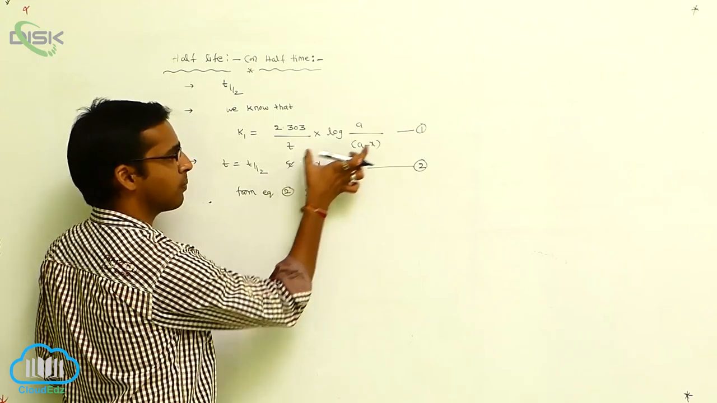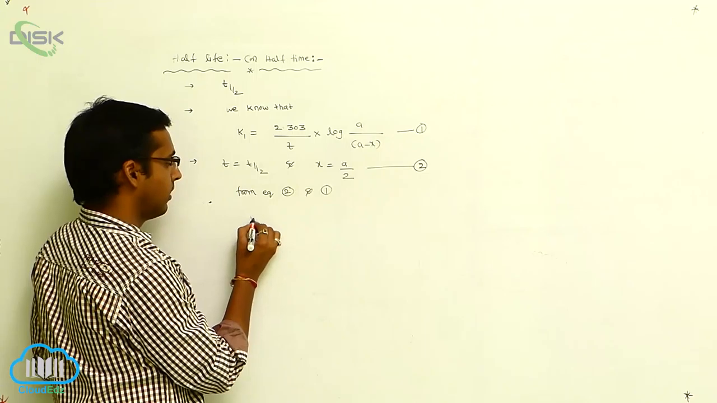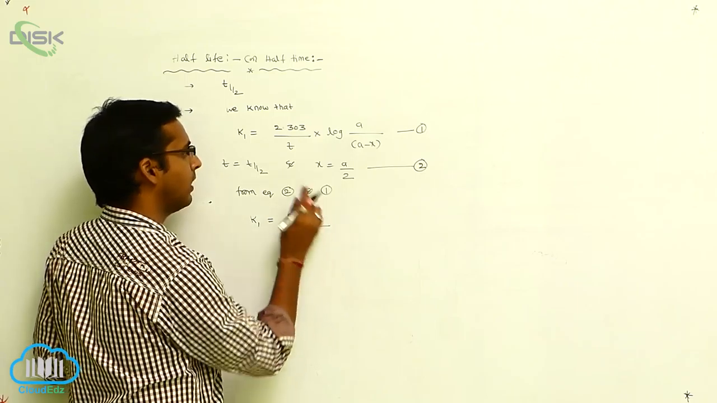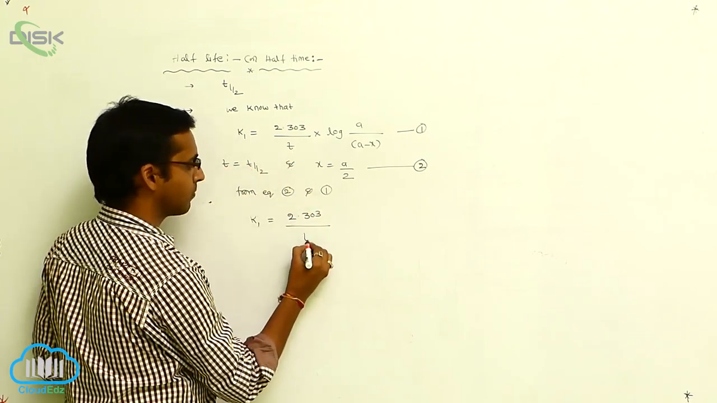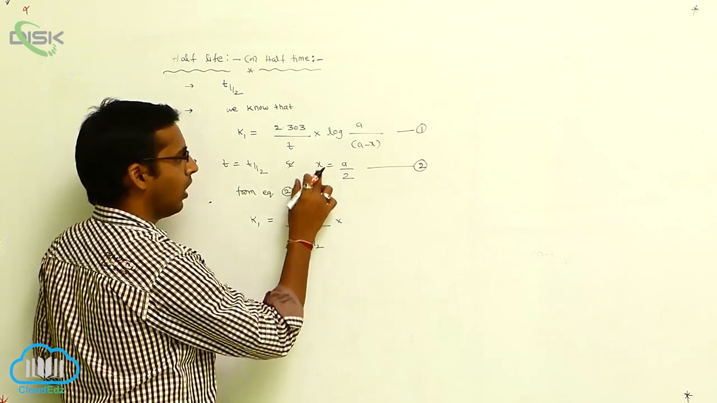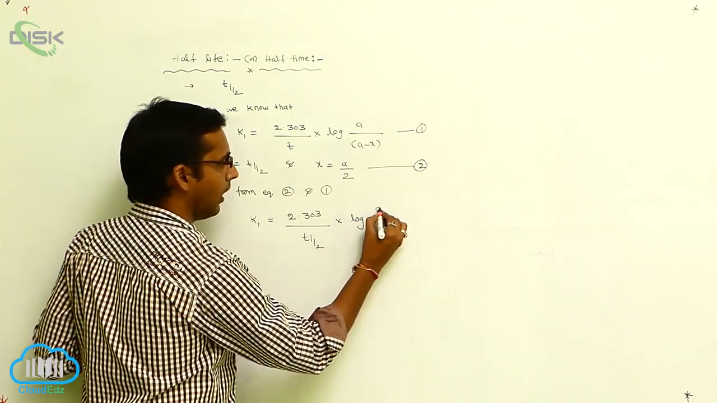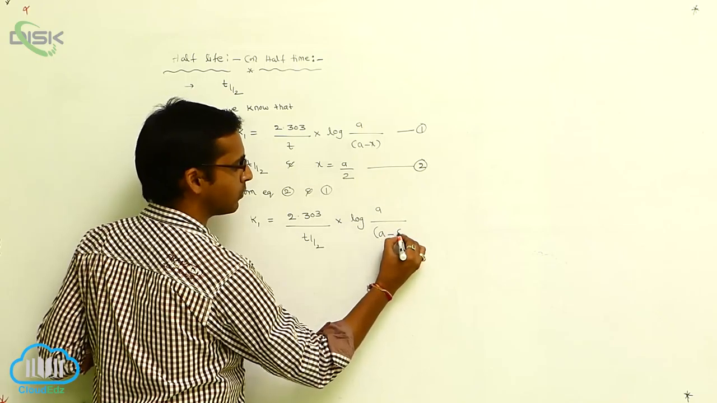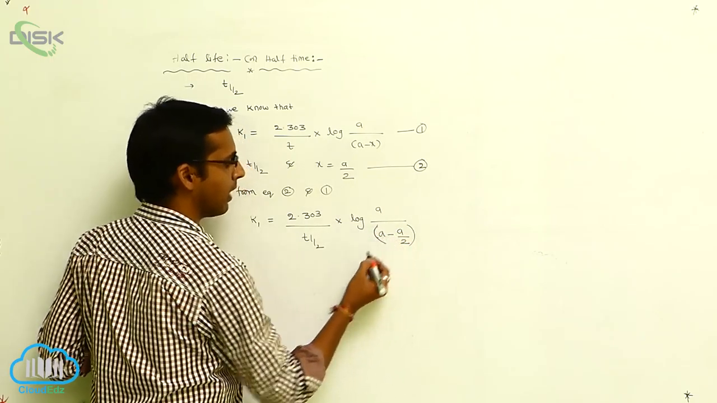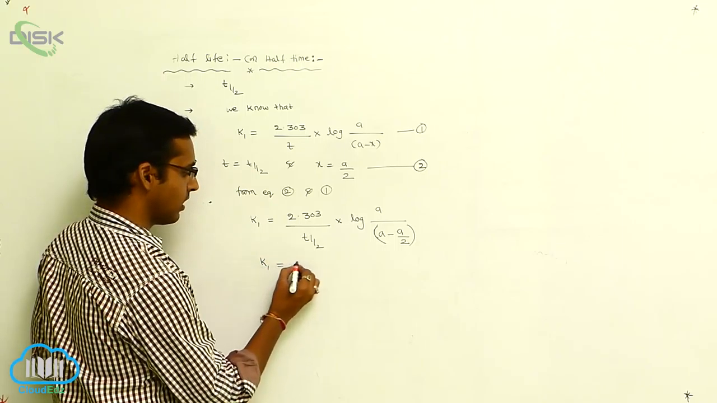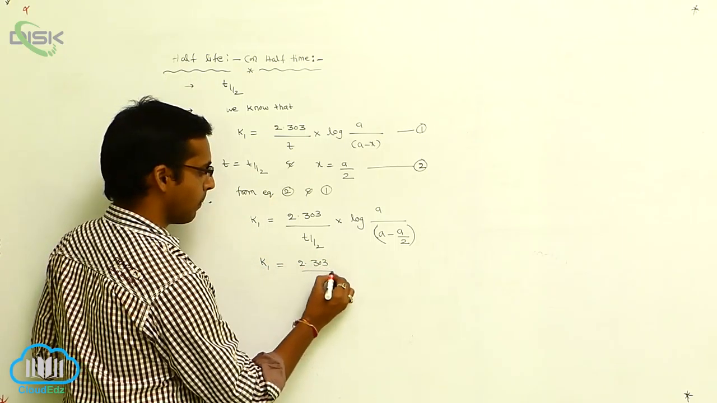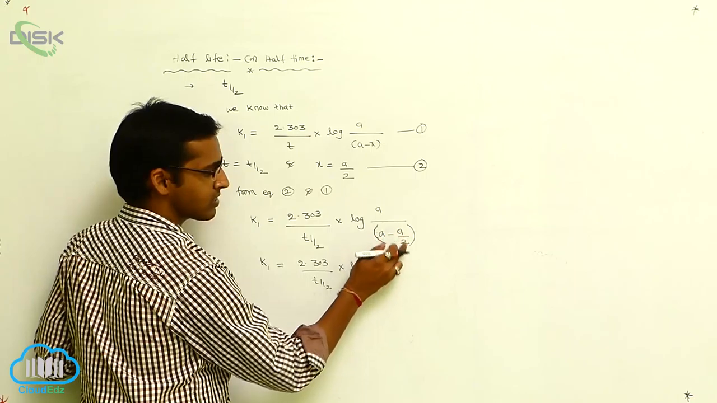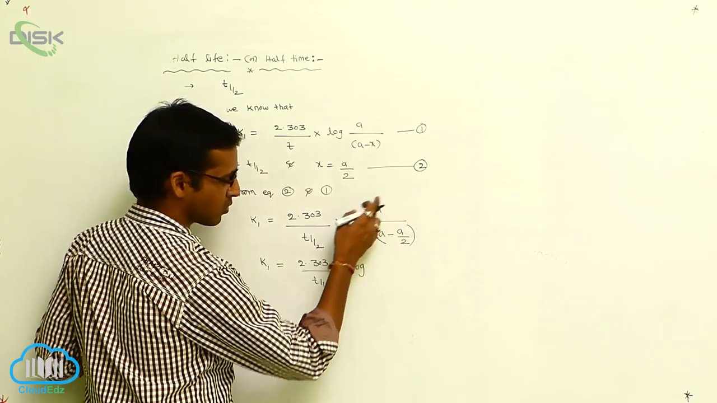Now equation 2. From equations 2 and 1, we apply the two values, t and x, in equation 1, and you get this equation: k1 equal to 2.303 by t, where t is nothing but t half, into log a by a minus x. Here a minus x equals how much? A by 2, since x equals a by 2.